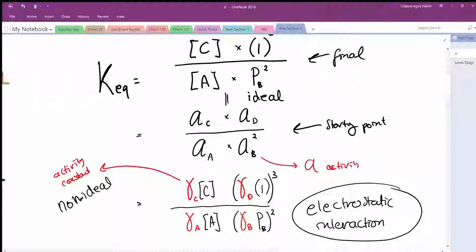So the same reason, for example, water is highly polar, so that's why it doesn't boil as easily compared to, say, methane gas, which is nonpolar. The electrostatic interaction is going to govern your activity constant by quite a lot. So what and how can we get into that?